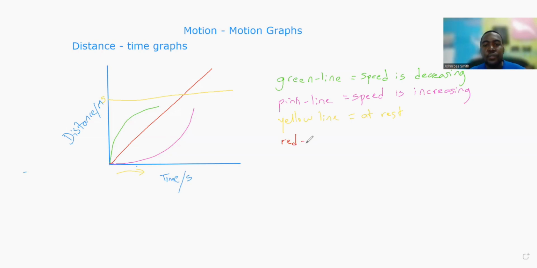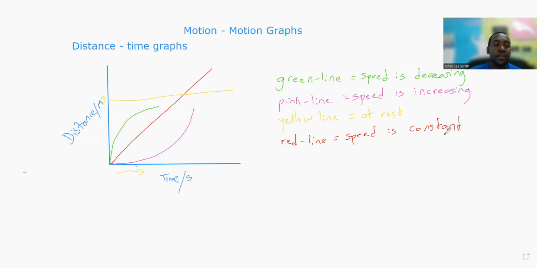Right? So it's different from the green and the pink one. And this means that it is moving as well, but this time the speed is constant. So it's not changing speed. Just like a car that moves at 50 kilometers per hour constantly, that's what the red line will simplify: that it's changing distance at the same time period.